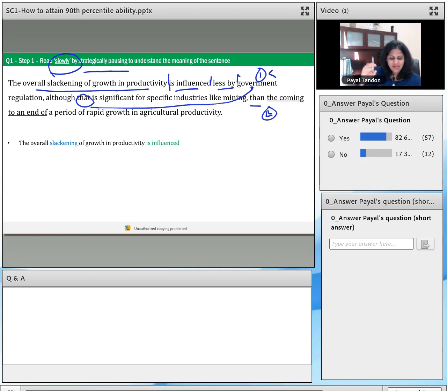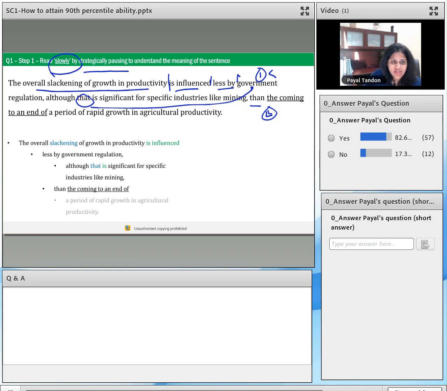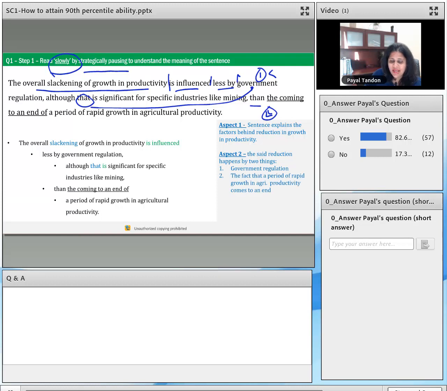So the fact that there is this period of rapid growth in agricultural productivity that comes to an end. Okay, so this is basically done by the coming to an end of a period. So essentially the period ends, and that is a big influence. So that is what the sentence is saying: aspect number one, the sentence explains the factors behind the reduction in growth in productivity. It happens by two things, and the second thing is the fact that this period of rapid growth in agricultural productivity comes to an end. The fact that this actually comes to an end. Okay. And then the author presents the comparison that number two has more impact than number one.